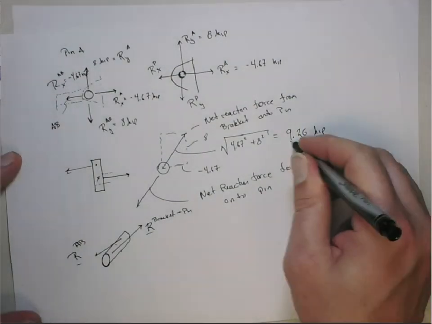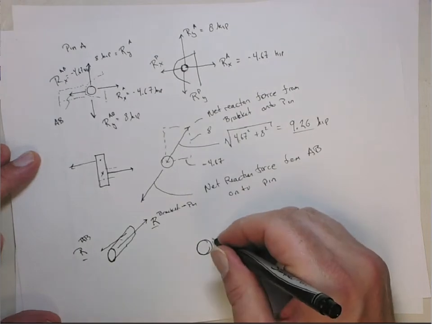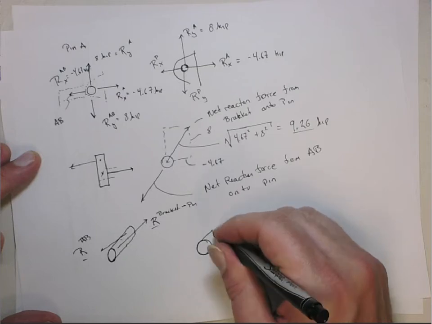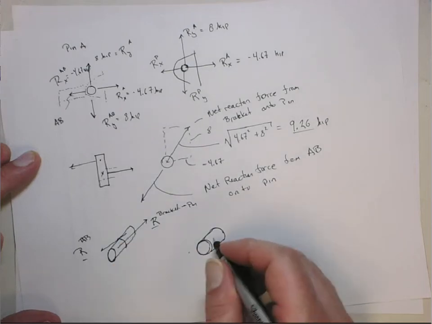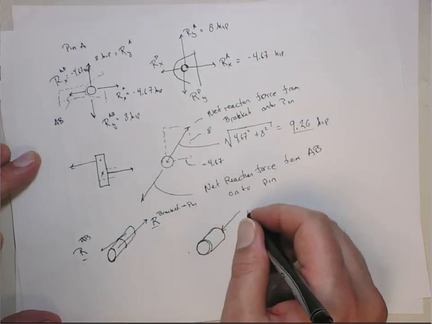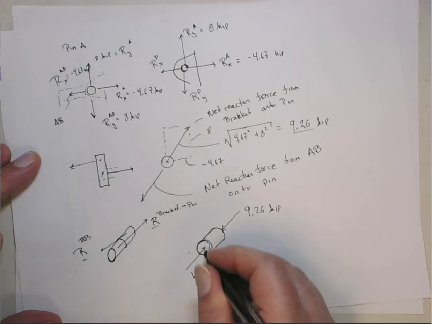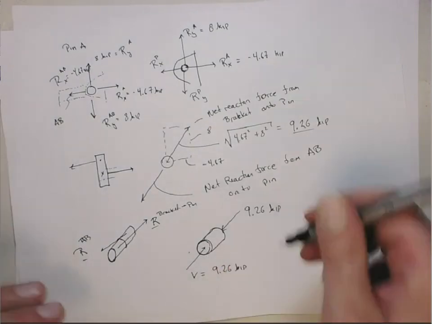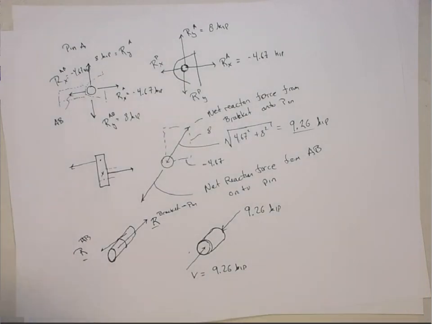Okay, so if you look at the pin, this is the one that has the cross-sectional area of the pin. Let's draw it. Say we take a cut here, and now we're looking at this side. So acting on this, we have the reaction force from AB onto it, and it has a value of 9.26 kips. And that means the shear through this cross-section has to also equal 9.26 kips, but acting in the opposite direction. So the net force is 0. Yeah, there's a little moment actually acting on the pin as well, but we tend to ignore those in this class, all right?